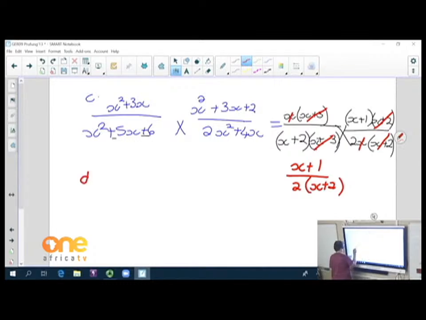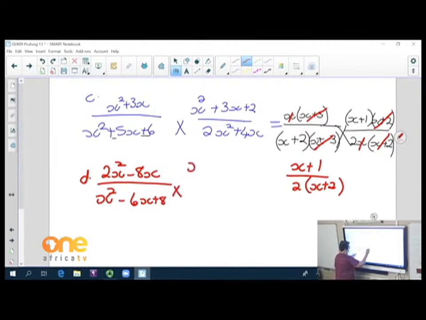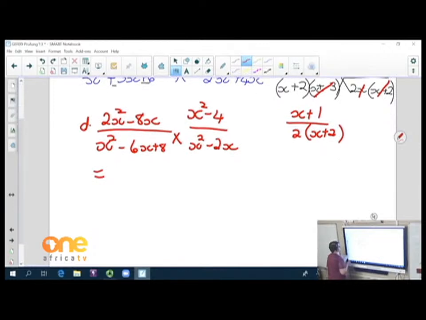And number D: (2x squared minus 8x) over (x squared minus 6x plus 8), multiplied with (x squared minus 4) over (x squared minus 2x). Here it's the difference between squares. So I need to factorize each one. Look at this one: highest common factor, 2x. So then there remains x minus 4 over.